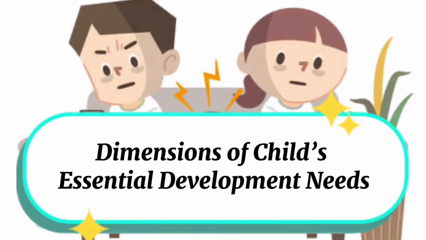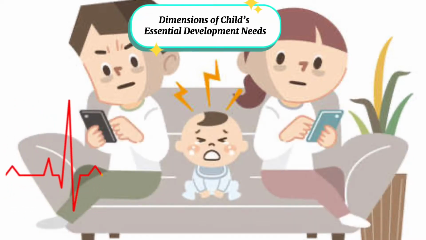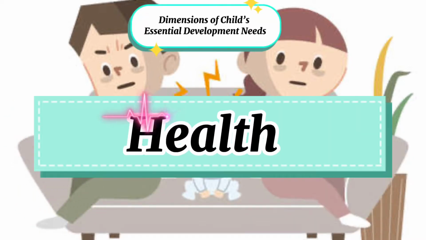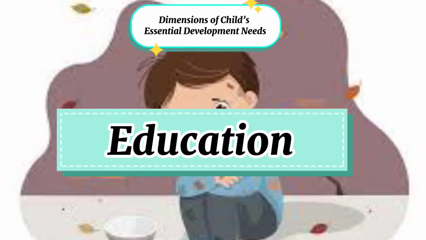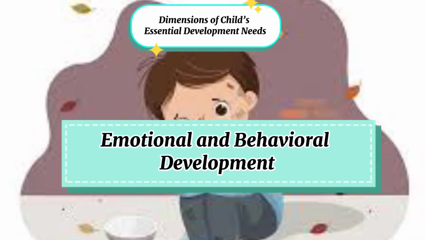Dimensions of a child's essential development needs. Health. This includes a child's growth and development as well as their physical and mental well-being. Education. This covers all areas of a child's intellectual development which begin from birth. Emotional and behavioral development. This is about a child's emotional development and how this is reflected as they grow. It takes into account the child's temperament and how well they adapt to change and respond to stress.